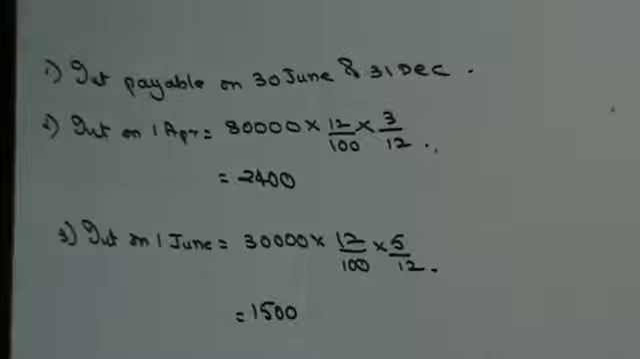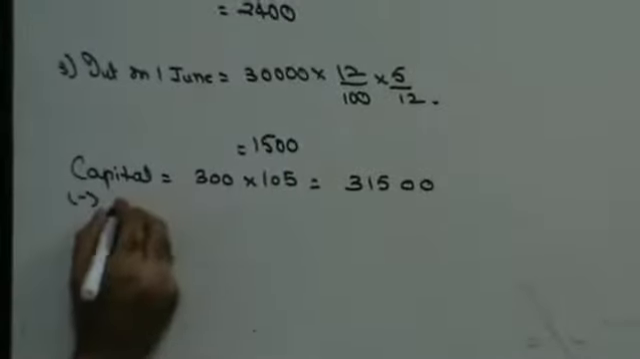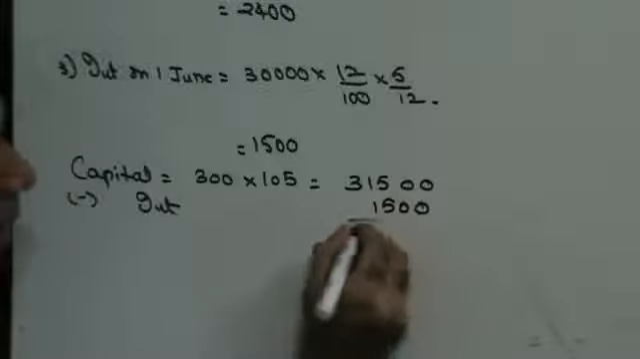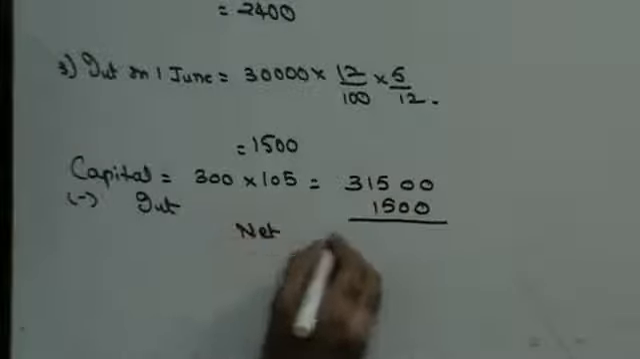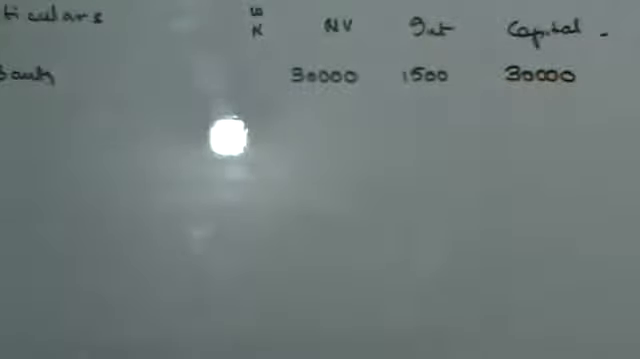Let's find out the capital value, guys. You have 300 debentures that you have purchased for 105. 3 times 5 is 15, so 31,500. Less interest, so you will deduct the interest. Interest we found out is 1,500. So in that case my net value is going to be 30,000. So you will have interest as 1,500 and capital is 30,000. Let's move on ahead.